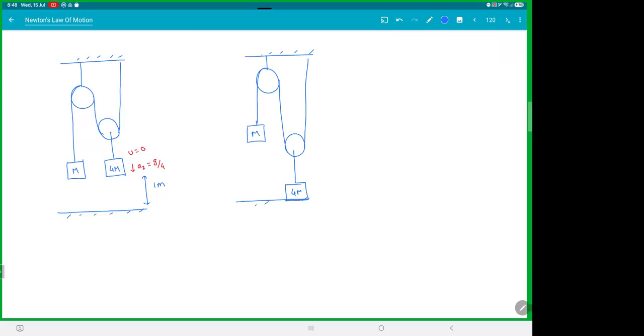This 4m is hitting the floor. So just before hitting the floor, the speed will be v. This is just before collision. I can use the formula v squared minus u squared is equal to 2as because acceleration is constant. So v squared, initially u is 0, is 2 times g by 4 times 1 meter. So we get v squared is equal to g by 2.